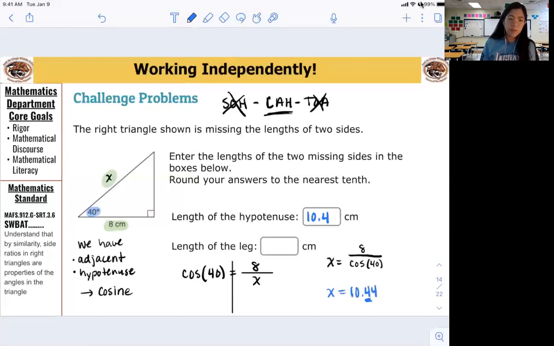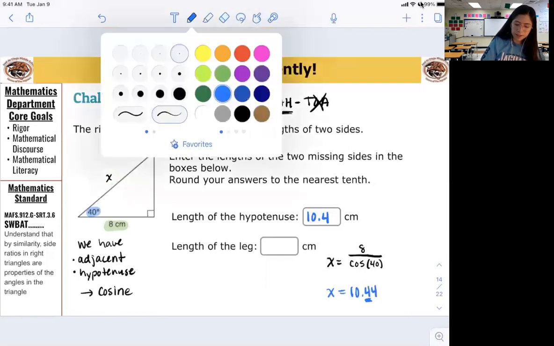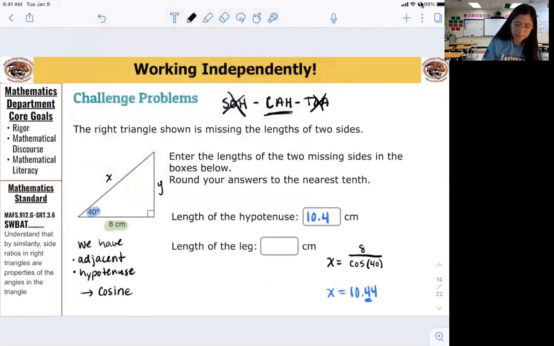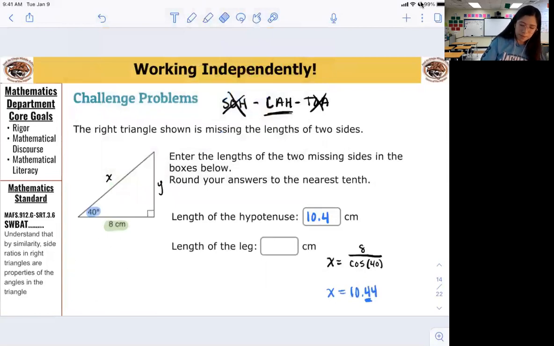Questions on that so far? Because we're not done. We have to do one more. Okay. Well, now I need to find the one missing side that we have left. So instead of calling it X, I'll call this one Y. And now let's reevaluate what we have, because now I have this Y right here, and I have the 8 centimeter at the bottom.